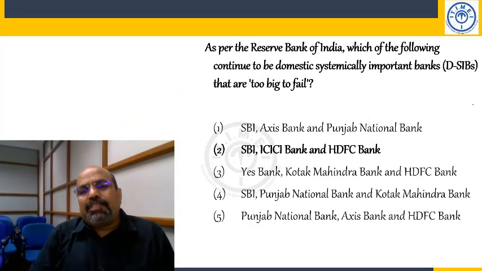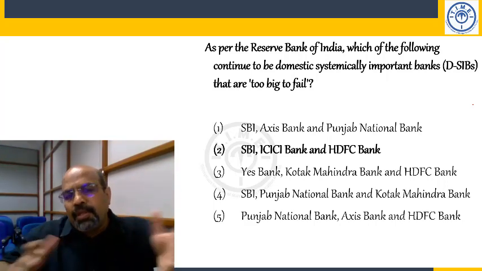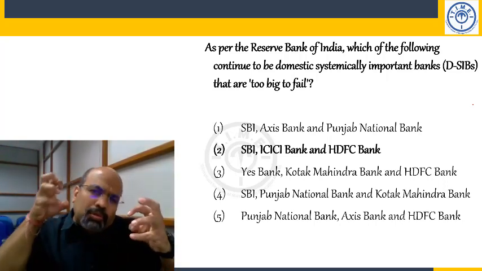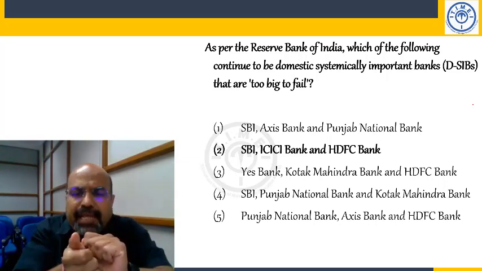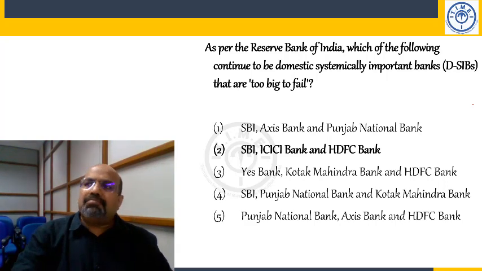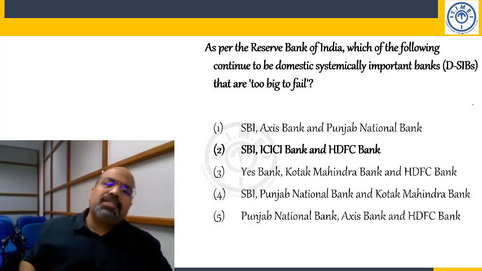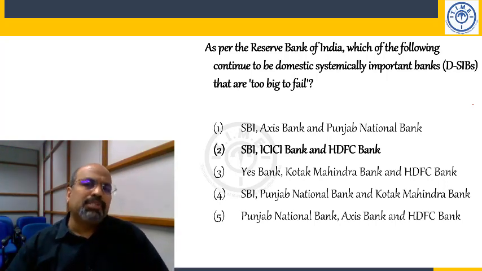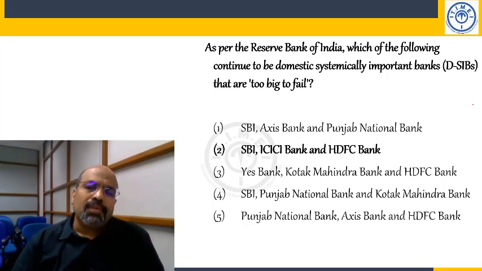As per the Reserve Bank of India, which of the following continue to be domestic systemically important banks that are too big to fail? See, these three banks are too big to fail. It means they are so deeply enmeshed in the Indian financial system that if one of these banks fails, the entire financial system will collapse. It will pose an extremely serious danger to our country, our financial system, our economy.